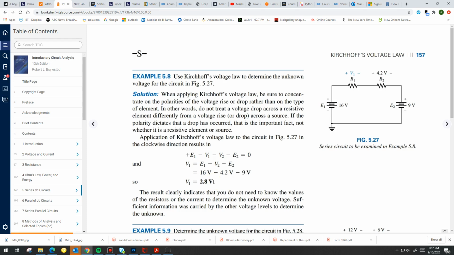So this shows you that you also don't need to know the values of the resistors or the current if you want to know an unknown voltage in this case, for example. If you know the other voltages, then you can use Ohm's law to calculate those voltages. All right.